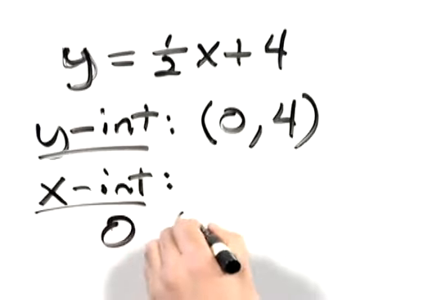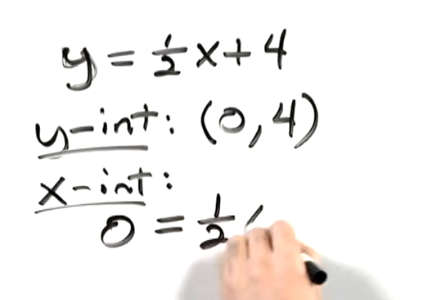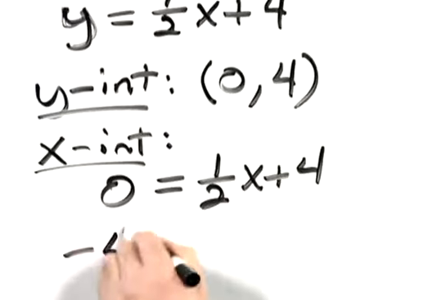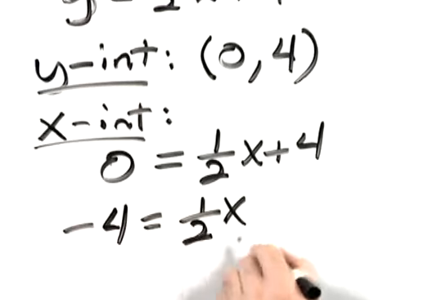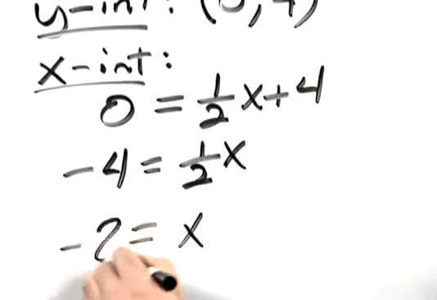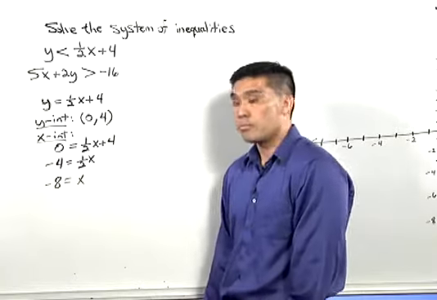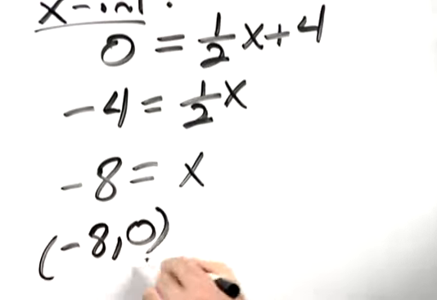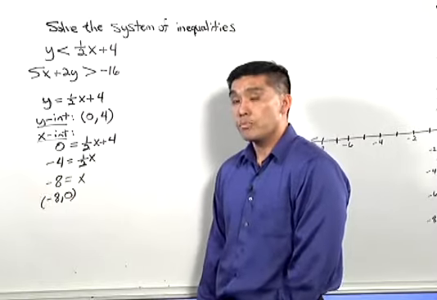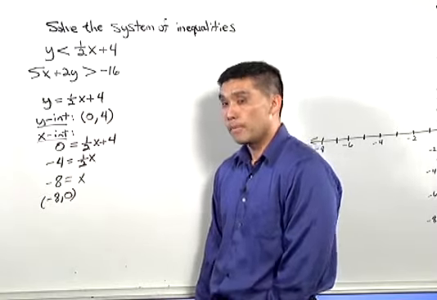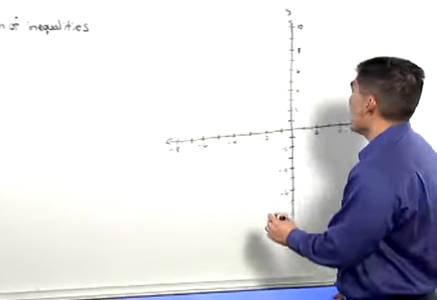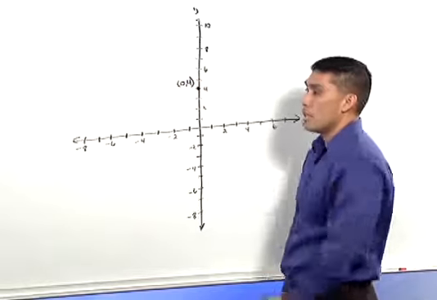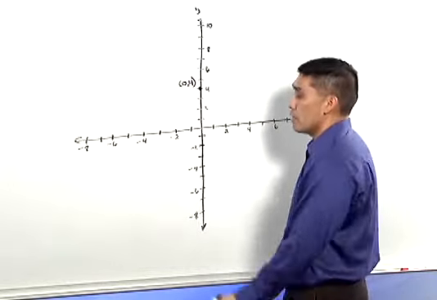If y is 0, we have 0 equals 1/2 x plus 4. Subtract 4 from both sides to get negative 4 equals 1/2 x, and so x equals negative 8 by multiplying both sides by 2. So the x-intercept is negative 8, 0. We can use these 2 points to graph this line. The y-intercept is 0, 4. The x-intercept is negative 8, 0.